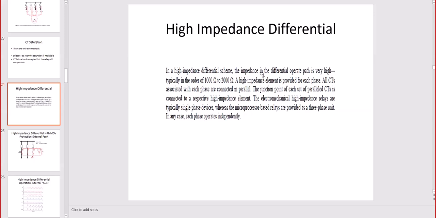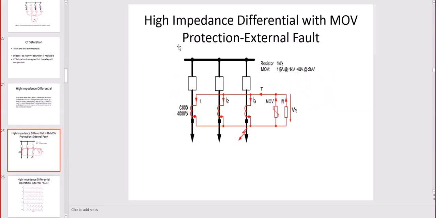High impedance differential. So this time we deal with high impedance of the grounding system, and we need to be very sensitive to any variation of the current. So typically it's considered high impedance anything that is above 1000 to 2000 ohm. Low impedance will be in the range of 10 or less. So for this one, the high impedance characteristic is a straight line. We're going to see it in one of the graphs. And the implementation is shown in this slide.